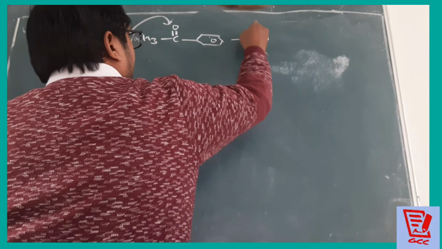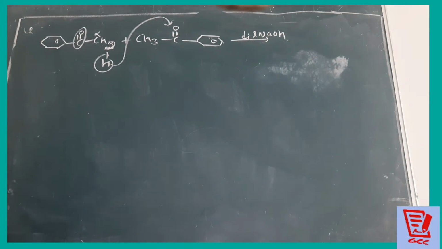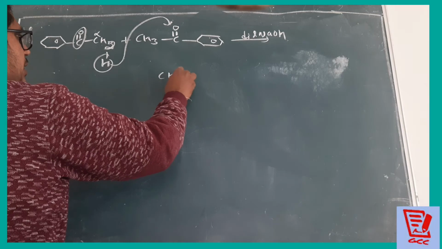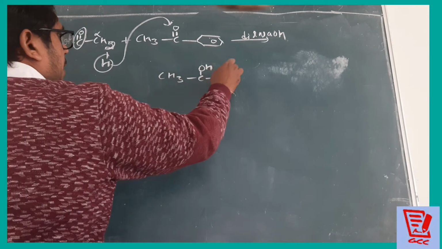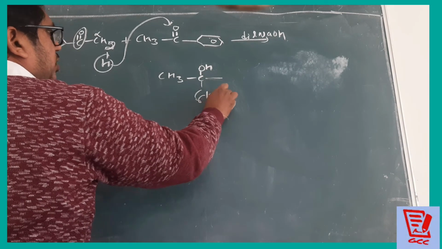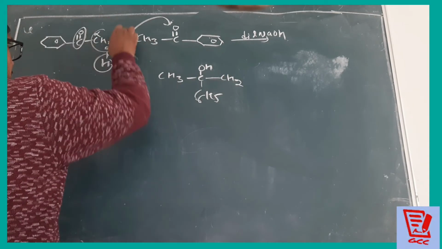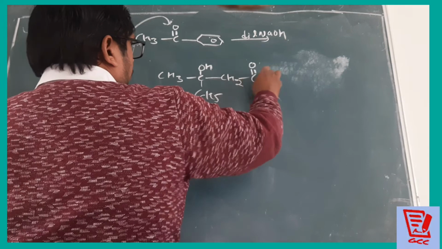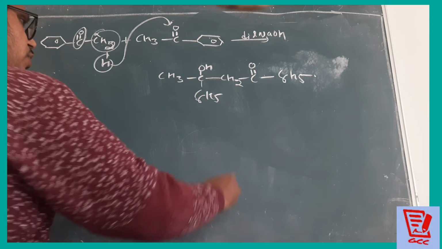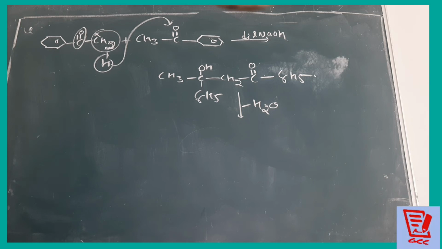In the presence of dilute NaOH, what is going to happen over there? I am going to start from there. CH3, COH. Then this benzene I can write over here as C6H5. Then CH2, the CH2, then CO, C6H5. Clear? After that, we can do its condensation also by simply removing the water molecule.